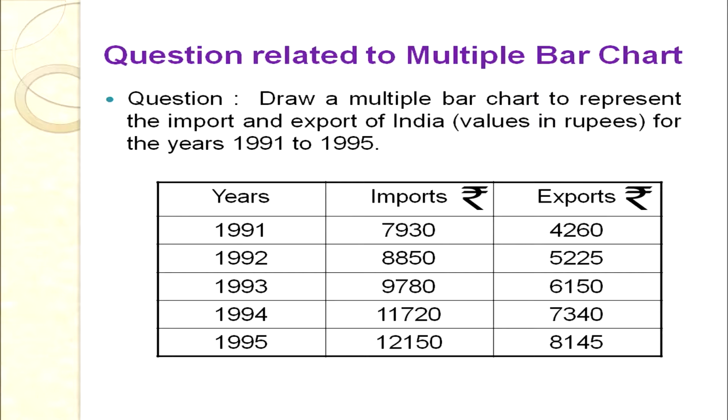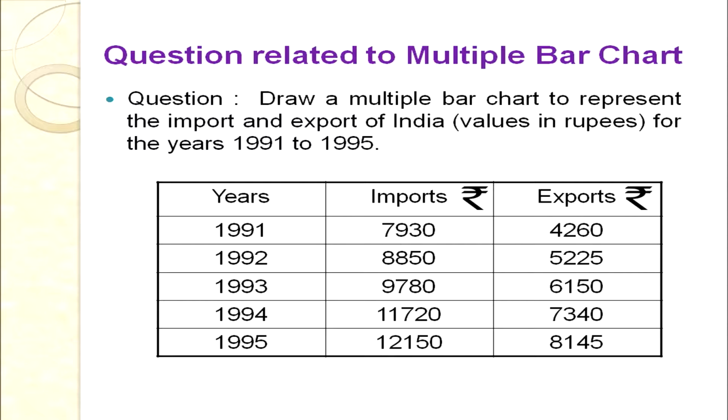That means on the x-axis I will be having years, and I will be plotting 1991, 1992, 1993, 1994 and 1995. But when I look at the values given in the question, it has given two sets of information. They have given us the value of imports and the value of exports. So, we are not going to draw a single bar diagram; here we have to draw multiple bar diagrams because two sets of data are being given to us.